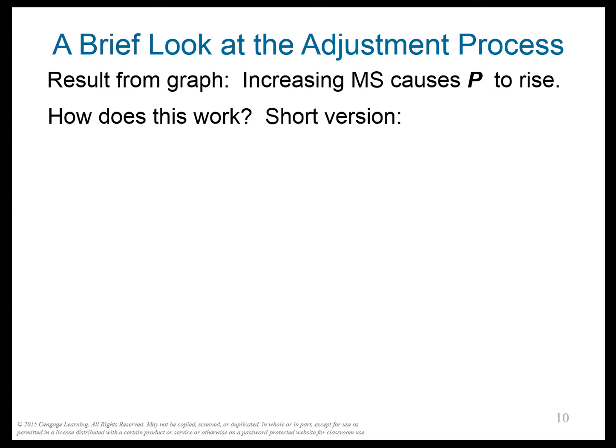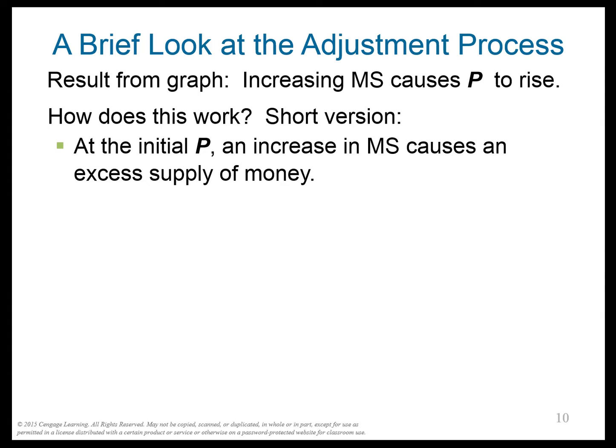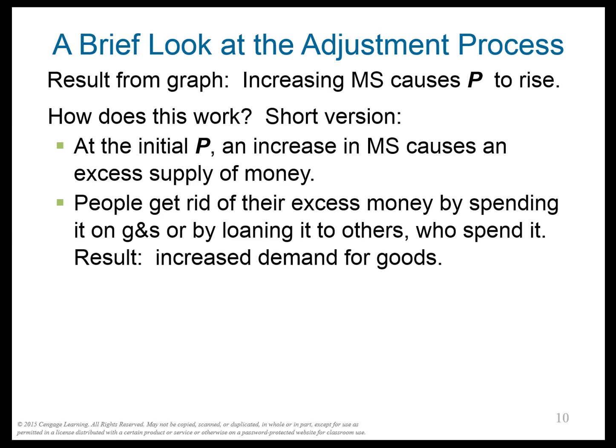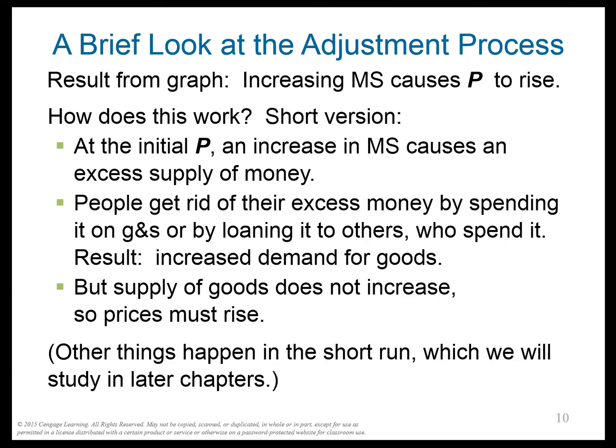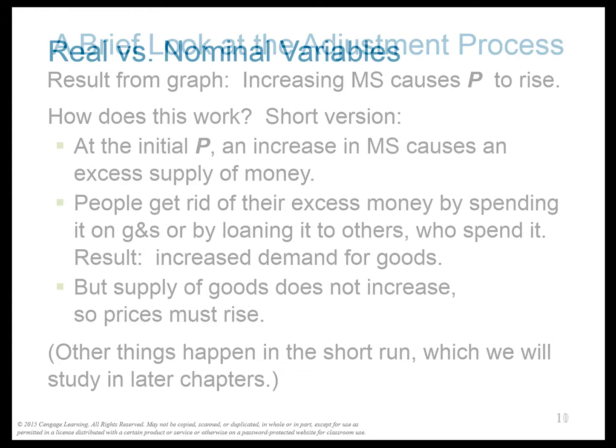So how does this work? At the initial price, an increase in the money supply causes too much money. People get rid of that extra money by spending it on goods and services. What does that look like? In the regular supply and demand graph, not the one we just drew, but the regular one for the market for goods, the demand increases, which makes the price of each good increase. Since this happens to all of the prices, that's what happens in the long run: all the price levels go up. In the short run, other things happen, but we're going to study that in other chapters.